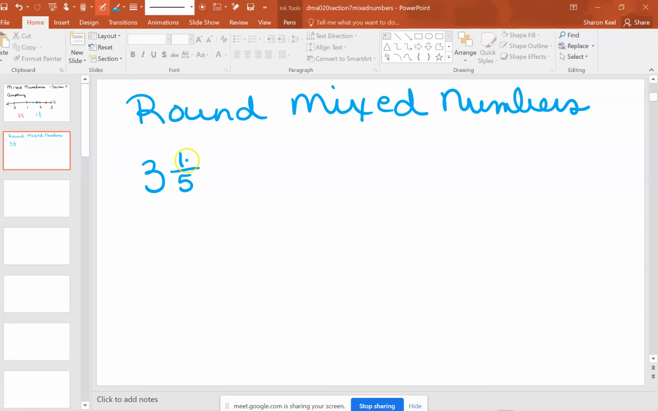So the easiest way to address this, there's 2 ways. Determine what's half of 5. Half of 5 will be 2.5. The numerator 1 is smaller than half. So since it's smaller, when that rounds, it's going to round down to the number 3.